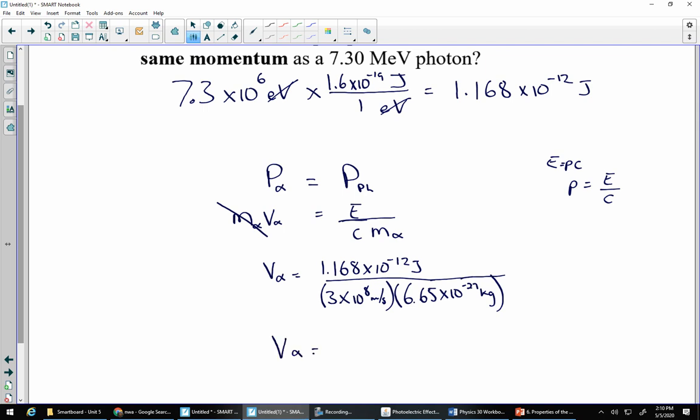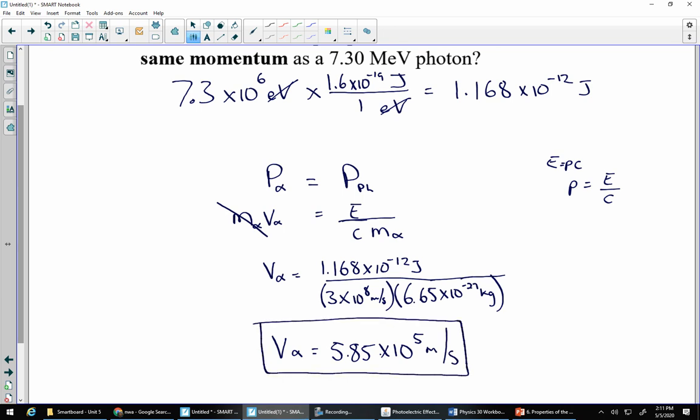So the velocity of the alpha particle should be equal to 5.85 times 10 to the power of 5 meters per second. Cool. So that's our first question ever dealing with momentum of a photon. Very, very cool. So yeah, we're familiar with the idea.